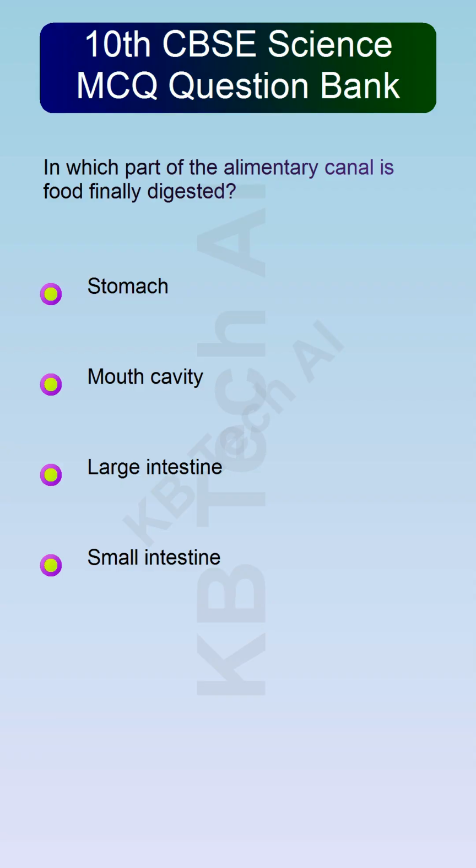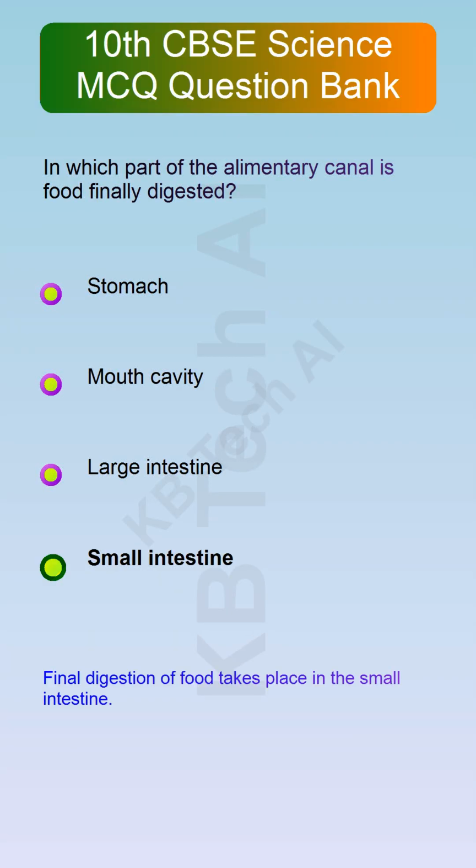In which part of the alimentary canal is food finally digested? Option 1, stomach, option 2, mouth cavity, option 3, large intestine, option 4, small intestine. The answer is, option 4, small intestine.